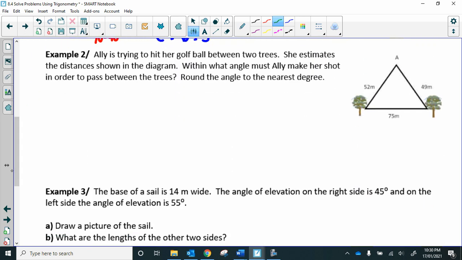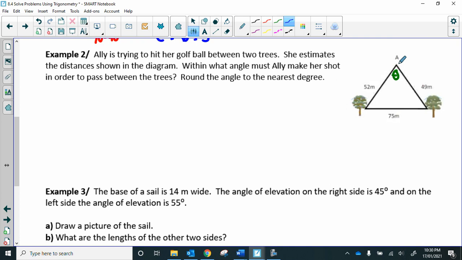Allie's trying to hit her golf ball between two trees. She estimates the distances shown in the diagram. Within what angle must Allie make her shot in order to pass between the trees? So this one is actually looking for angle A. Round the angle to the nearest degree.